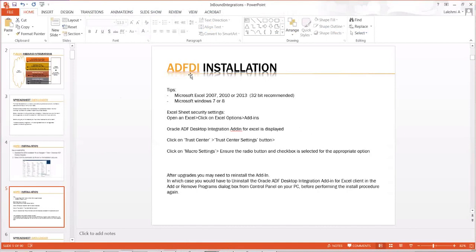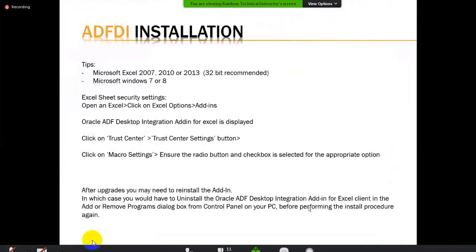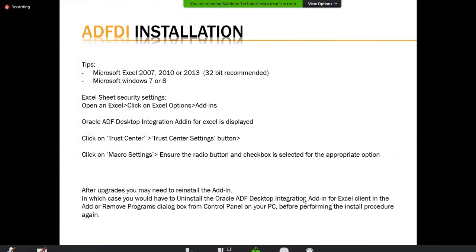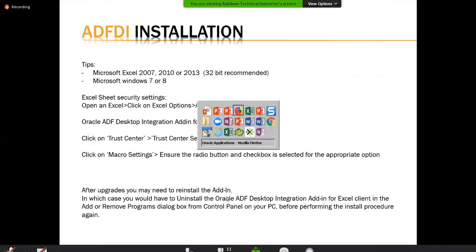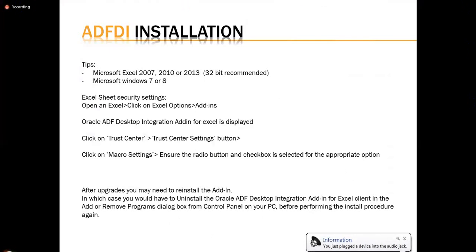Okay, and again, whenever any upgrade happens, you need to make sure the ADF DI actually gets upgraded. In that case, you have to remove your old ADF DI plugin and install the new one. From release 13 onwards, whenever you open any spreadsheet data loader, a window automatically pops up saying that your ADF DI is the old version, can I upgrade it? You can click OK, and it will automatically upgrade.